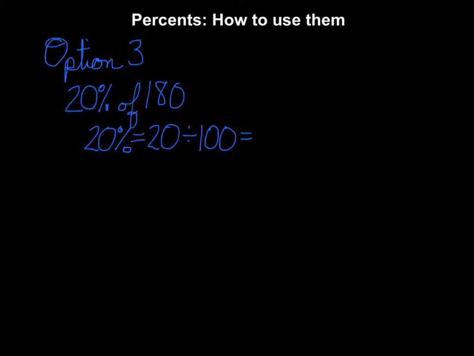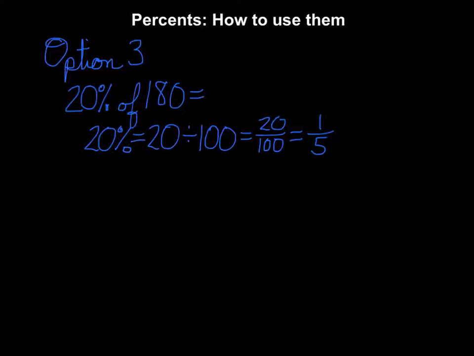Finally, option 3 is like option 2, where we're going to take care of the percent first. So we got 20% down here, which is 20 divided by 100. But this time, I'm going to take my 20 divided by 100, and instead of making a decimal, I'm going to turn this into a fraction, which then I can reduce 20 and 100 by 20. So 20 reduced by 20 is 1. 100 reduced by 20 is 5. So 20% is 1/5.